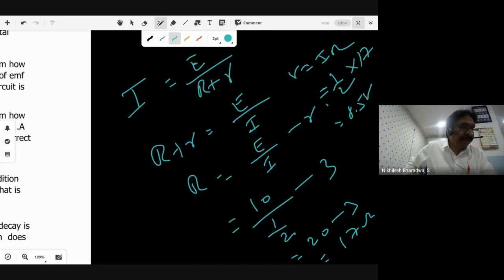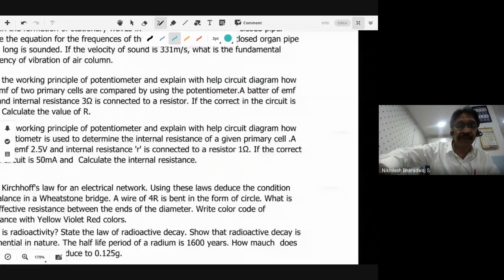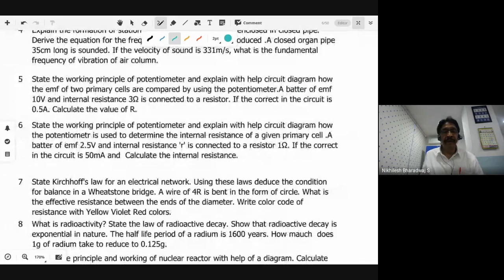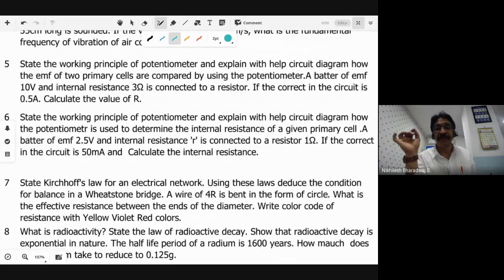Then Kirchhoff's laws, seventh one. Oh, sorry, I'm going to the sixth one. I missed the sixth. Can you see the board screen? What is the sixth one? State the working principle of potentiometer and explain with the help of a circuit diagram how the potentiometer is used to determine the internal resistance of a given primary cell.